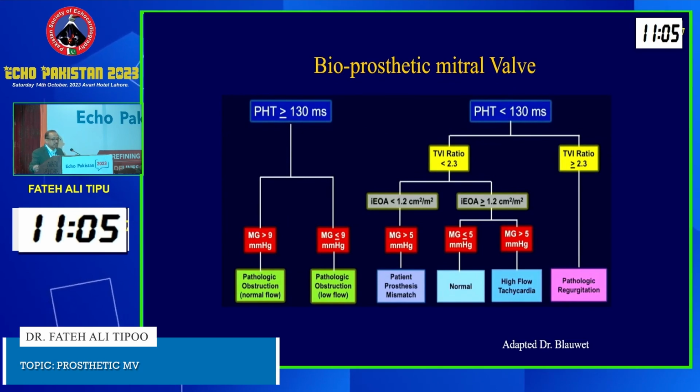If the pressure half time is less than 130, then it may be because of pathological regurgitation, or patient prosthesis mismatch, or tachycardia or high volume state. In that case, you have to check the DVI or VTI ratio. If the VTI ratio is more than 2.3, then you would suspect regurgitation. If it's less than 2.3, then it may be patient prosthesis mismatch or a high flow state. In that case, the effective orifice area index is very important. If it's less than 1.2 centimeter square per meter square, then it's likely patient prosthesis mismatch.